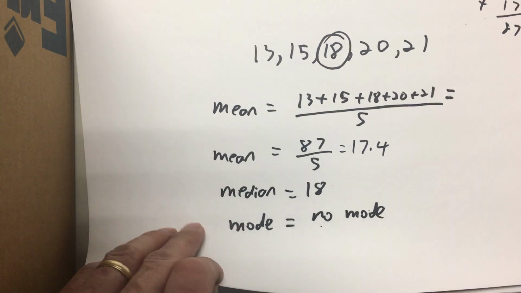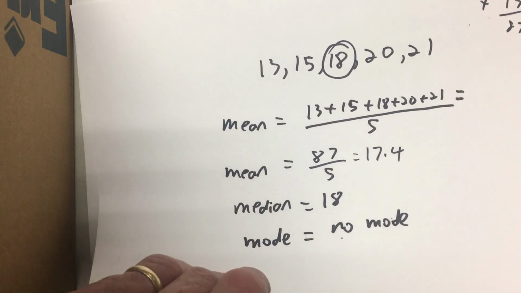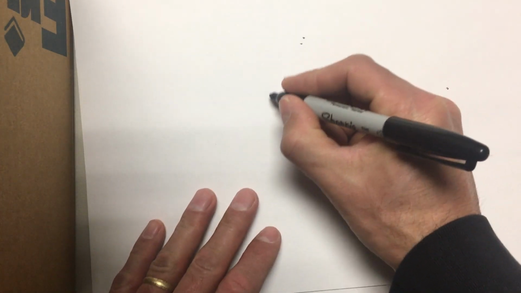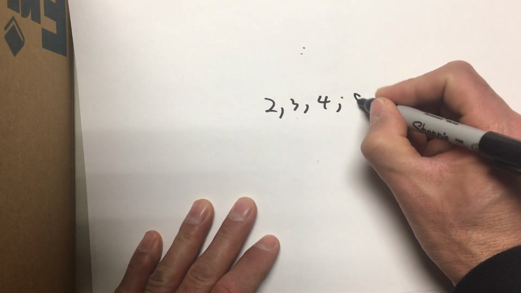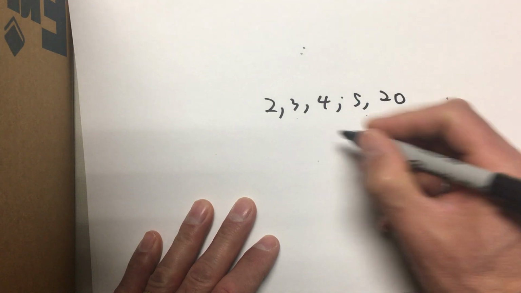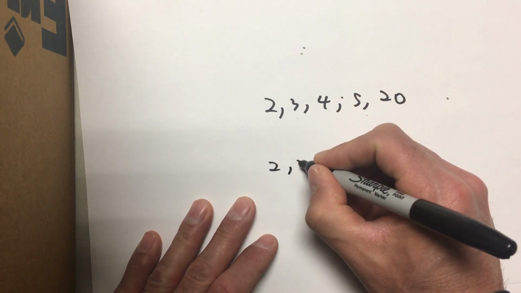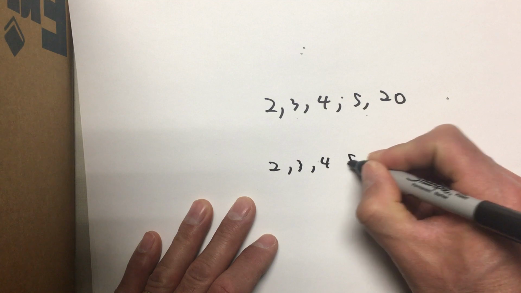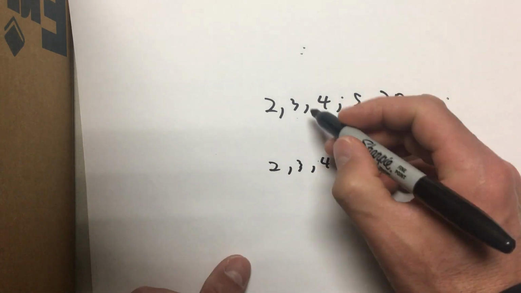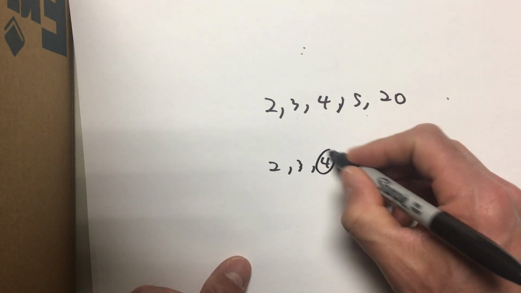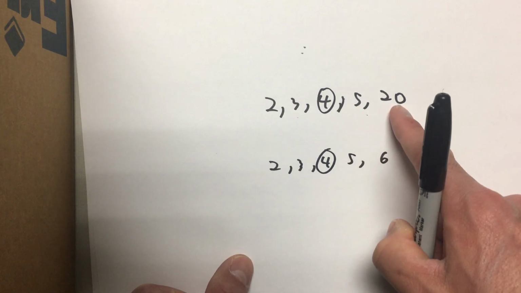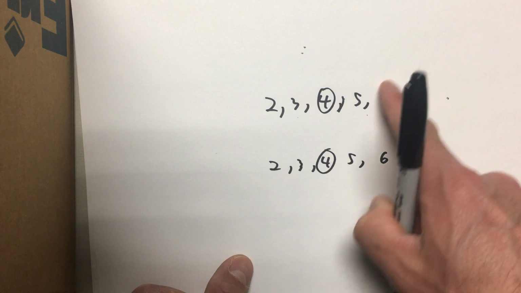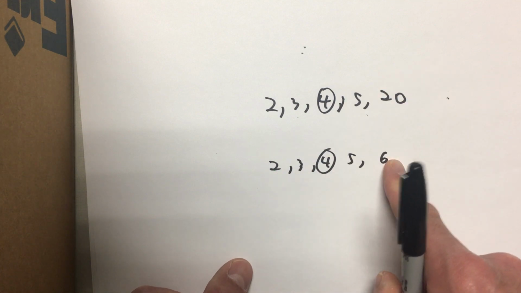Give you an example here. So let's say our numbers were 2, 3, 4, 5, 20, or 2, 3, 4, 5, 6. Both of these sets of numbers have the same median. They have a median of 4. This one will have a much higher mean because it includes the 20 than that one.